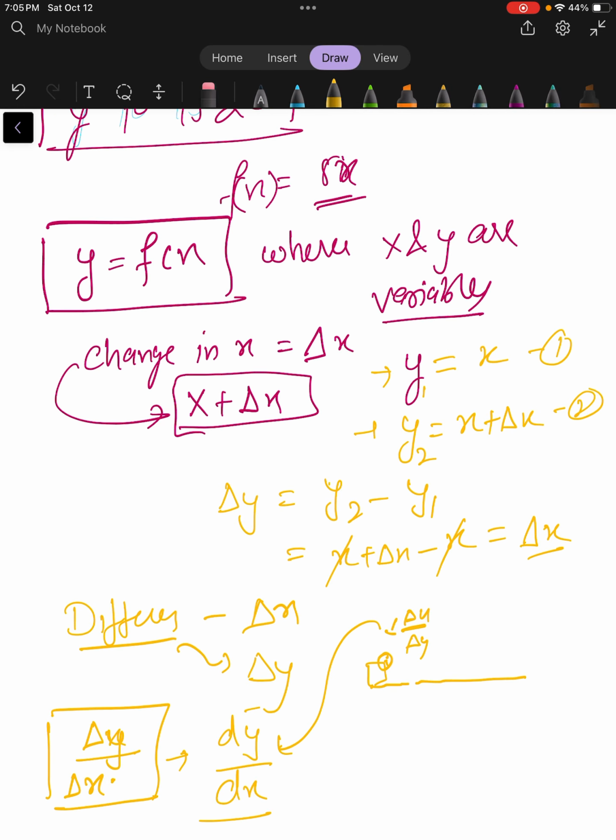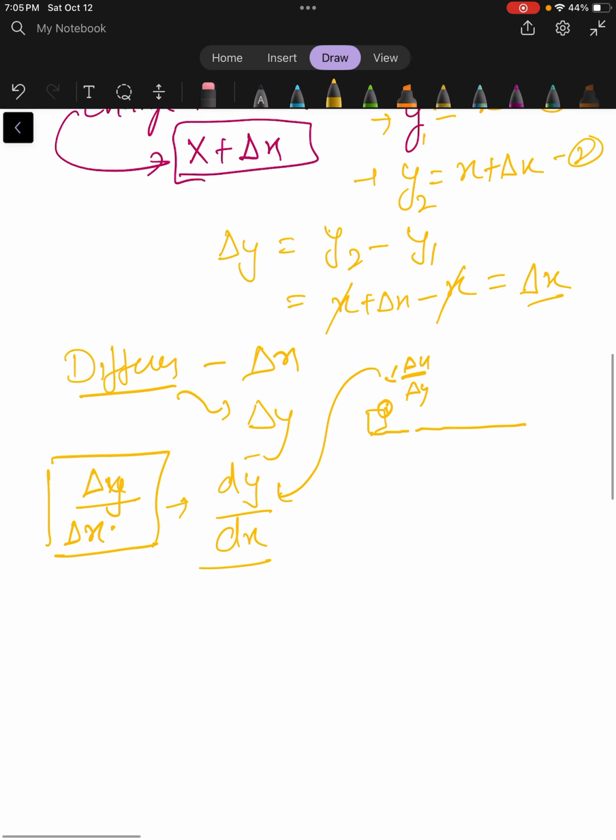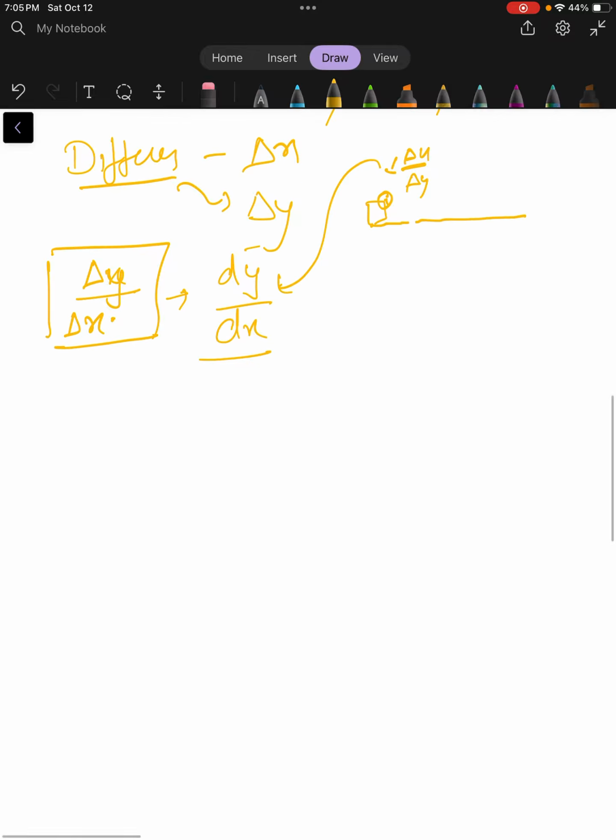So that we denote, there will be the quotient of y divided by x. So we will get dy by dx. So now we understand about the limits. So in mathematics, when we come to this change, let's understand this limit.